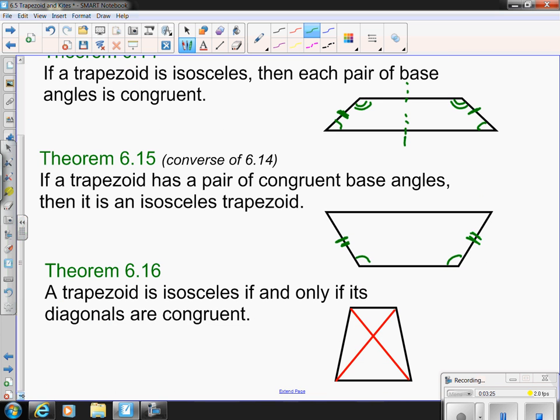And the last theorem is if and only if, so it works both ways, no need for a converse. A trapezoid is isosceles if and only if its diagonals are congruent. So these red lines are going to be congruent to each other.